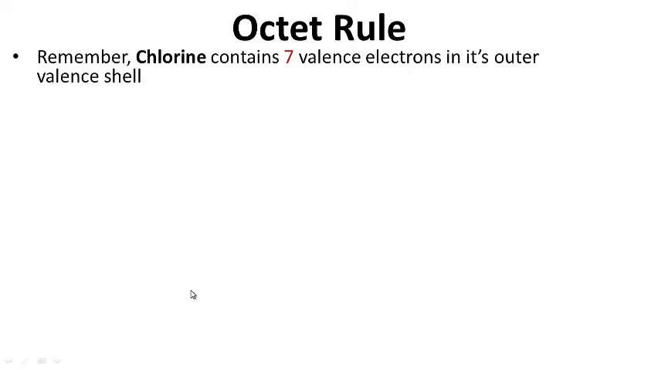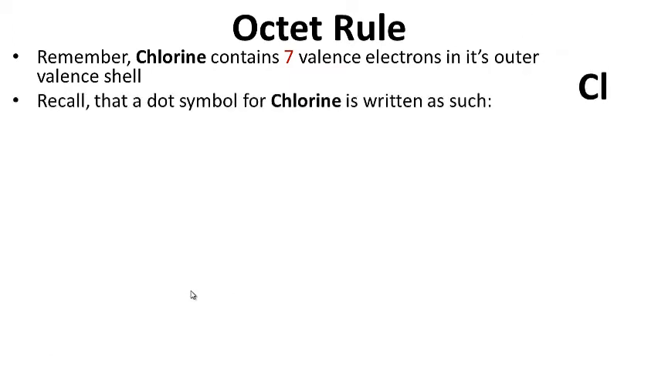So the octet rule. Remember, chlorine contains 7 valence electrons in its outer valence shell. Recall that the dot symbol for chlorine is written as such. Okay, it's got 2, 4, 6, 7 electrons around it, just like bromine does, and so does fluorine.